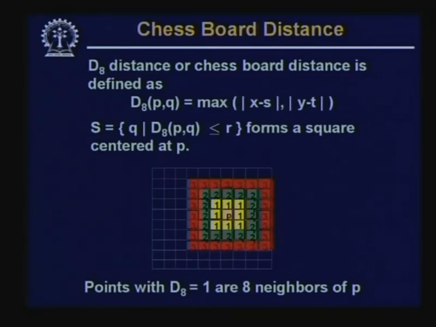And following the same argument, the set of points with a chessboard distance of less than or equal to r now forms a square centered at point P. Here, all the points with a chessboard distance equal to 1 from point P are nothing but the 8 neighbors of point P. Similarly, the set of points with a chessboard distance equal to 2 will be just the points outside the points having a chessboard distance equal to 1. If you continue like this, you will find that all the points having a chessboard distance of less than or equal to r from a point P will form a square with point P at the center. So, these are the different distance measures that can be used in the digital domain.